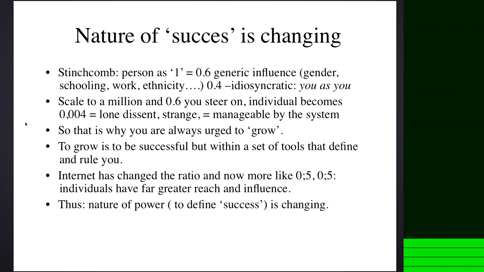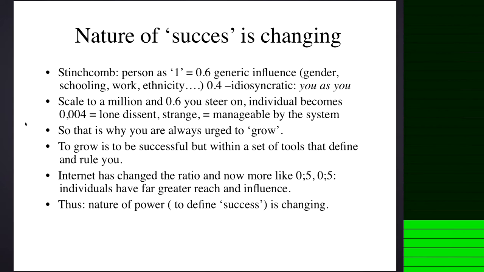As a mass psychologist, Stinchcombe, he says, a person you can see as 0.6 generic influences, gender, schooling, work, 0.4 idiosyncrasy, you as you. Now, scale that to a million, and you see that the 0.6 is something that you can steer on, which the systems have always done, and individuals always become either lone dissent or something that can be managed as they go down to 0.004. So this is why you are always urged to grow. To grow and to scale is synonymous to being successful.